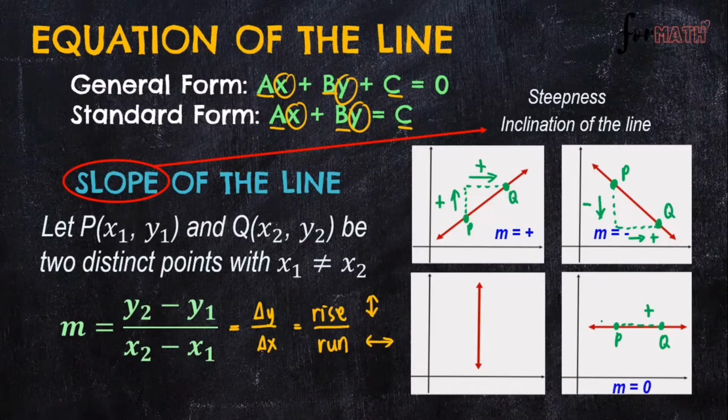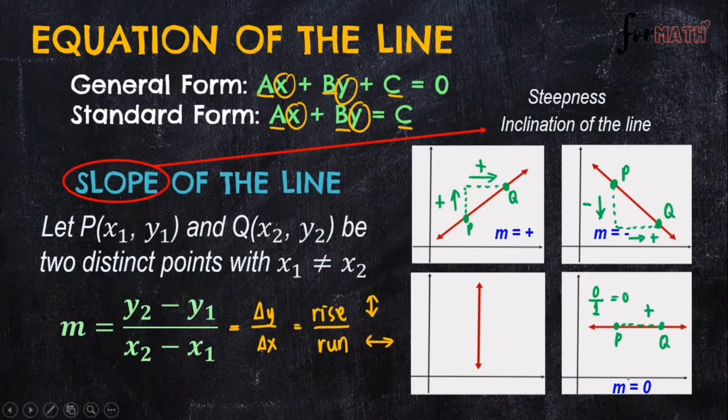It's because kapag ang y mo, let's say, there's no change in y, ibig sabihin that's 0 over a number. Let's say there's 1 unit para makapunta ka dun sa Q. So that's 0 over 1. So therefore, it's equal to 0. Therefore, kung nakita kayo ng horizontal line, ibig sabihin the slope is equal to 0.